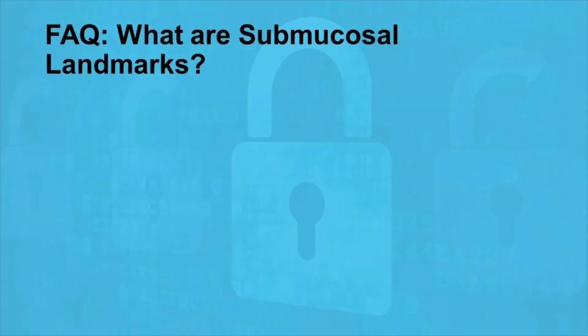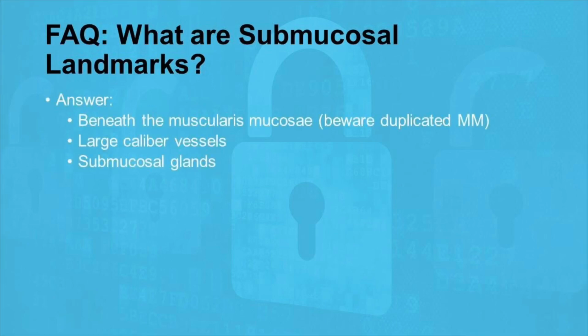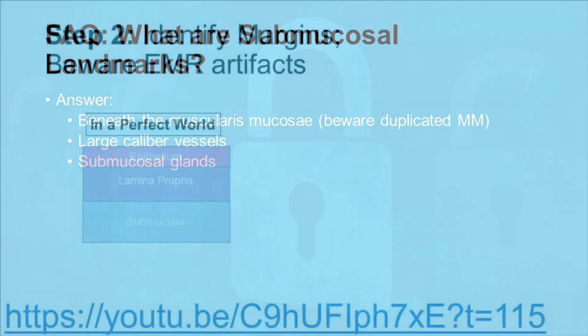Knowing when you're in the submucosa is important, and it's not always easy. Here are some tricks to knowing you're in the submucosa. First, if you have a very clear muscularis mucosae, anything underneath that would be submucosa. Also, the submucosa has large caliber vessels and submucosal glands.